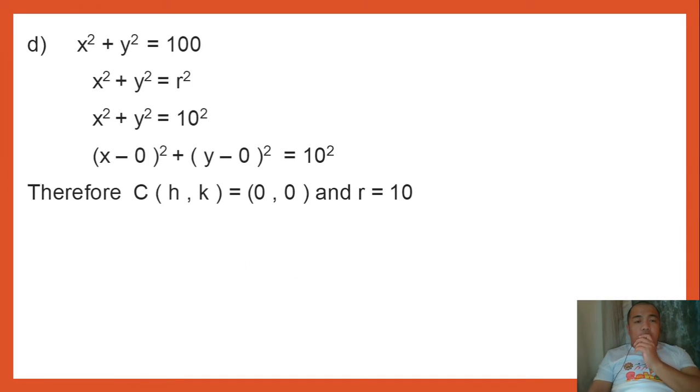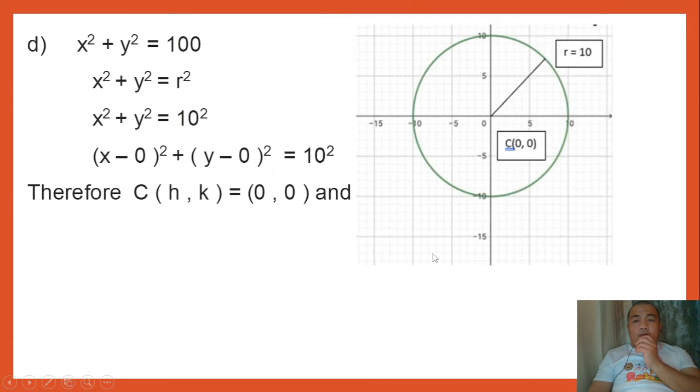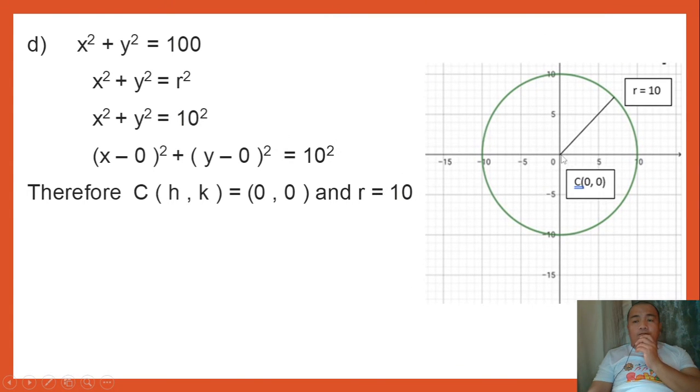Okay. Next, x squared plus y squared equals 100. This is easy. I think it's in the form x squared plus y squared equals r squared. That means the center is at the origin. So this means x minus 0 squared plus y minus 0 quantity squared equals square root of 100 is 10. So it's 10 squared. Therefore, the center is at the origin, 0, 0. And the radius is the square root of 100. Yan, ito ang kanyang graph. Origin is the center, radius is 10.